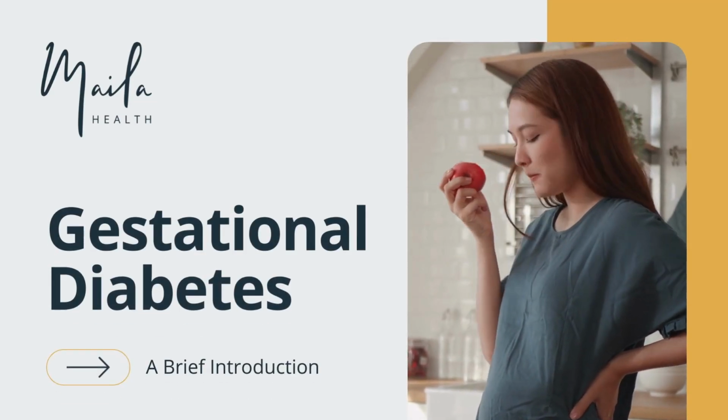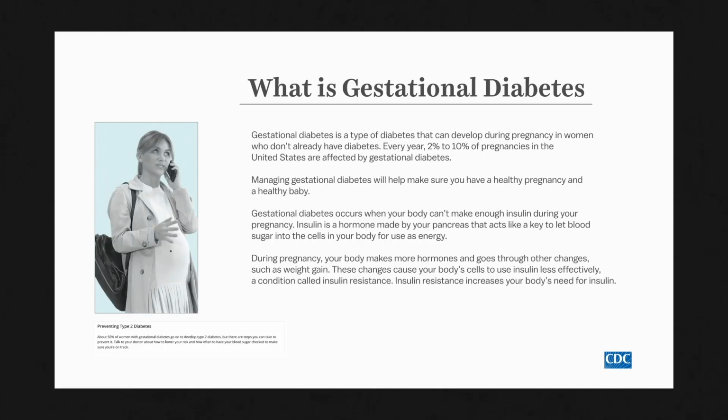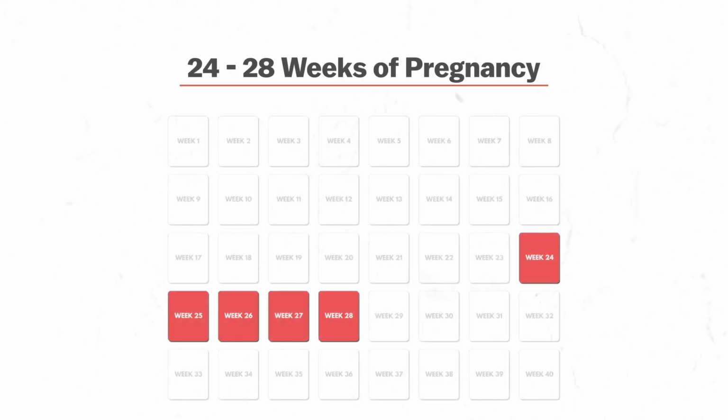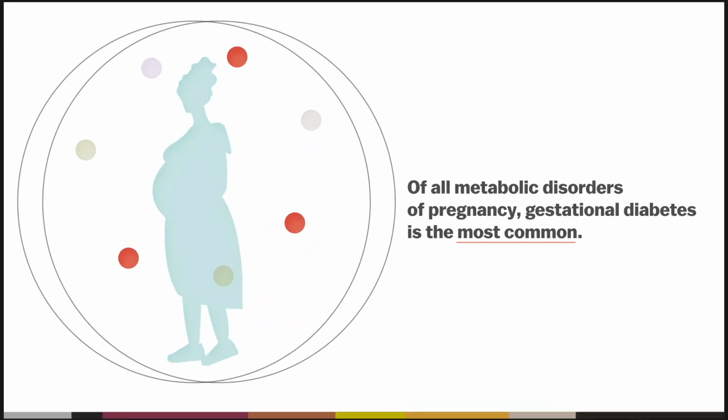Gestational diabetes is a form of diabetes that occurs during pregnancy. It typically appears by 24 to 28 weeks of pregnancy in people who did not have diabetes before. Of all metabolic disorders of pregnancy, gestational diabetes is the most common.